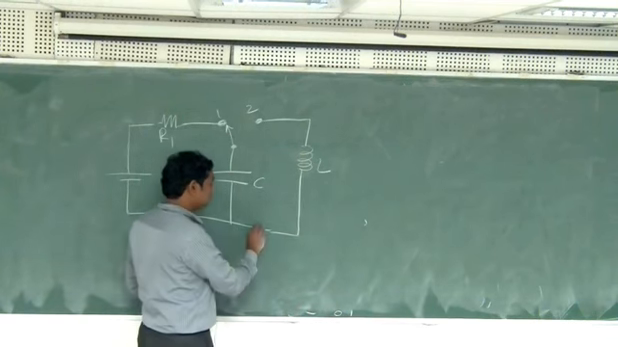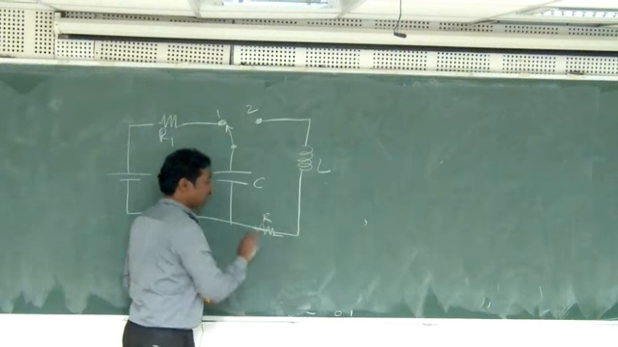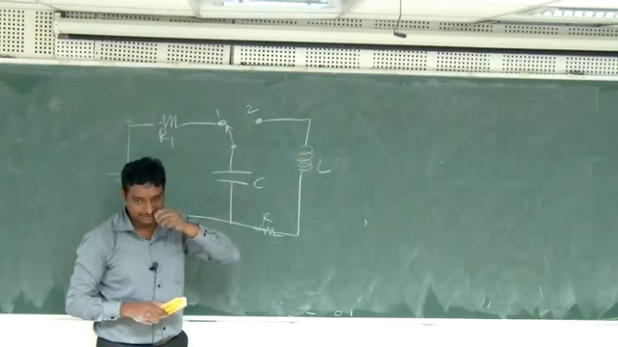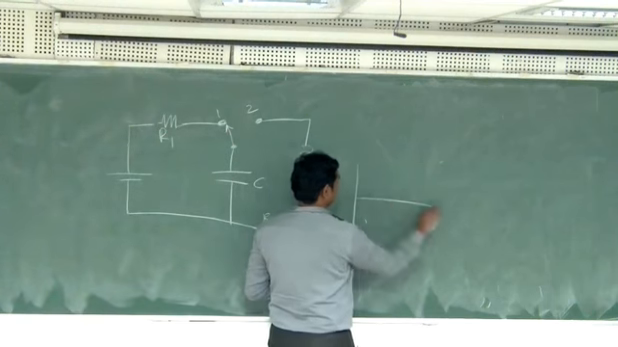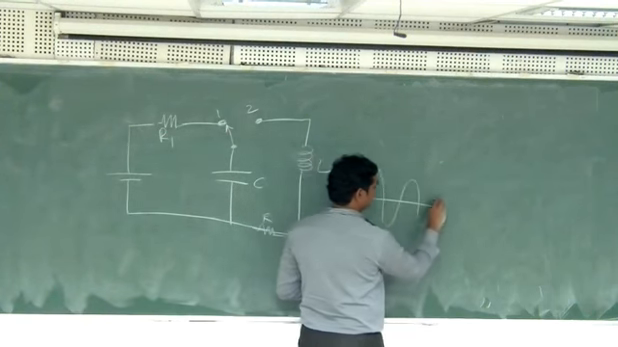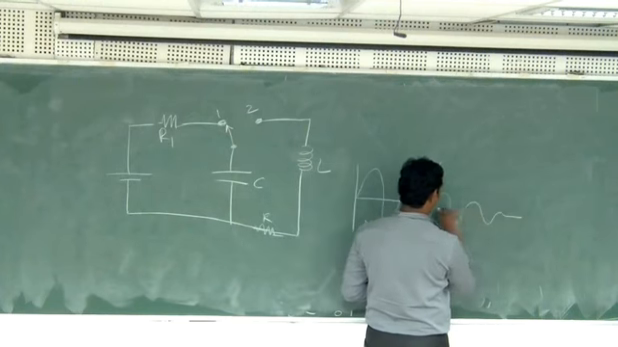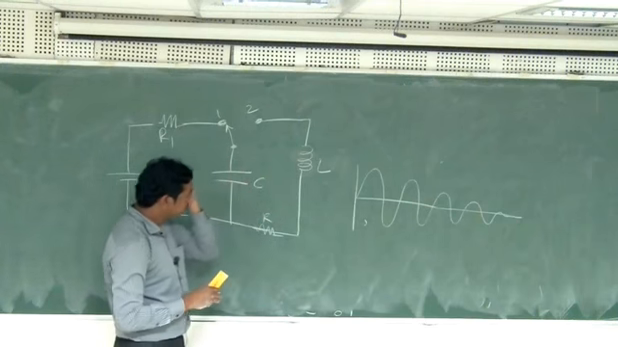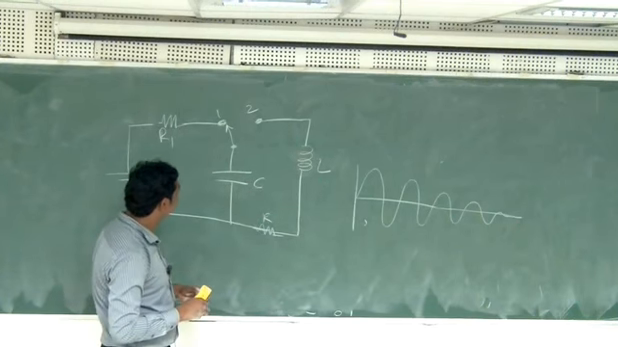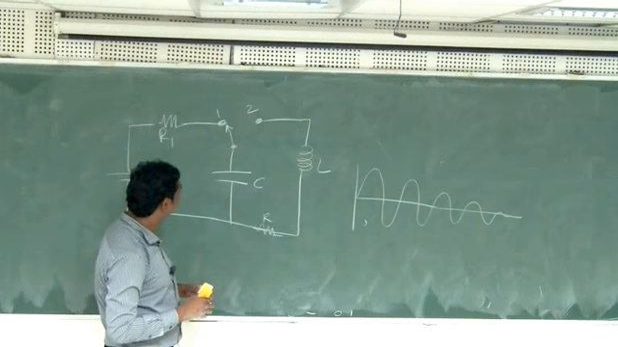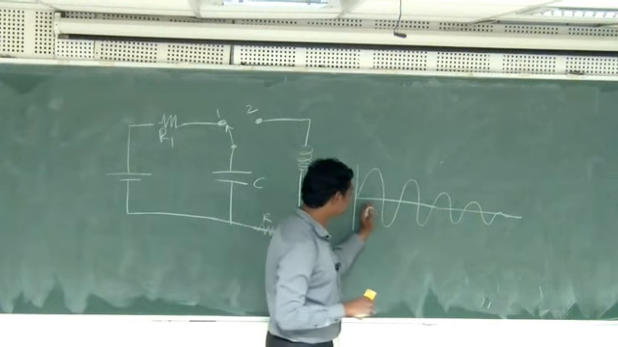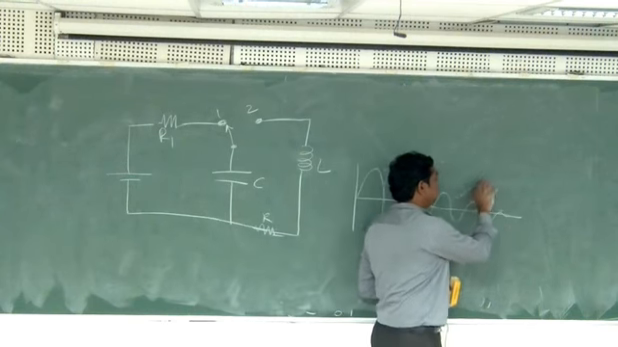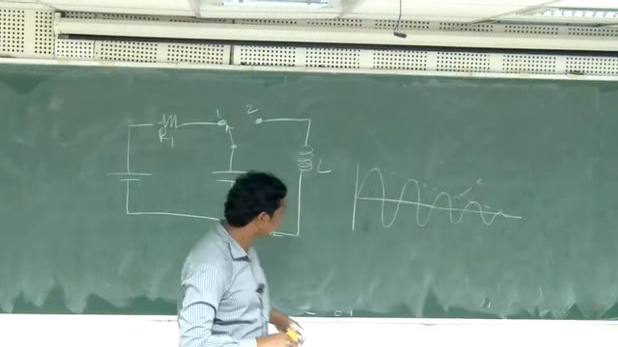In case there is a resistance, then what happens? It will be a sine wave, but the amplitude of the sine wave gradually reduces. So it will be something like this: a sine wave with reducing amplitude. Finally, the current will become 0 when the switch is changed to 2. And if you draw it like this, it will again be that exponential curve.